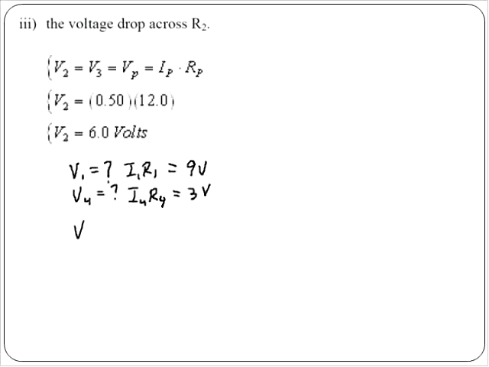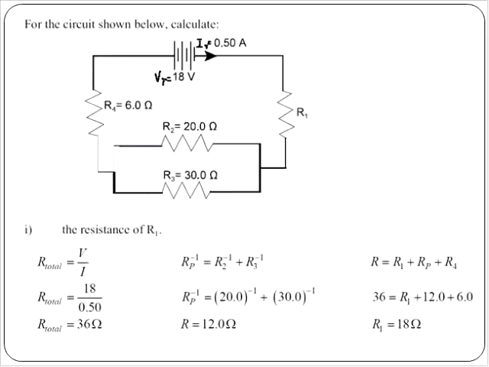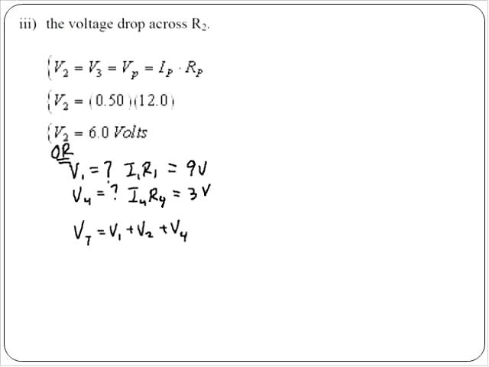Then I could have said that VT is equal to V1 plus V2 plus V4. This is an alternate solution I'm doing here now. VT was given as 18 volts. So 18 is equal to 9 plus V2 plus 3, and that would have given me V2 equals 6 volts. Same answer, different method. Both methods are equally correct. Doesn't matter which way you do it.